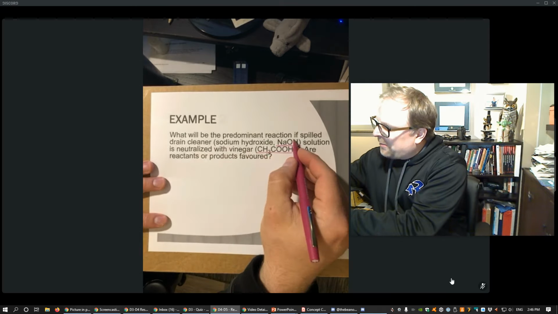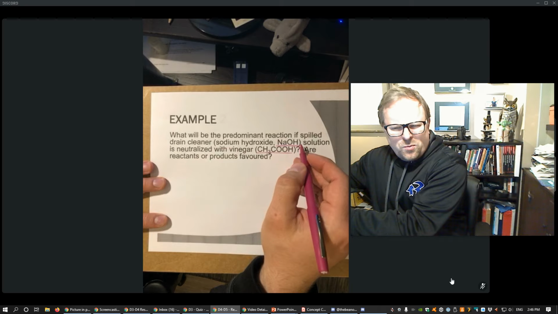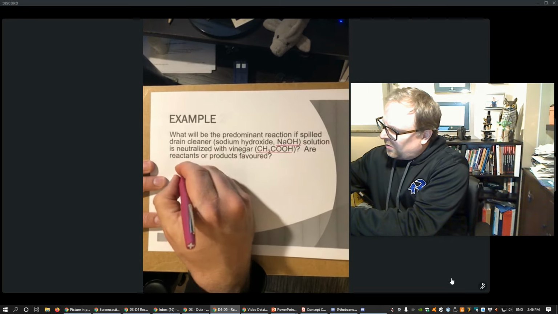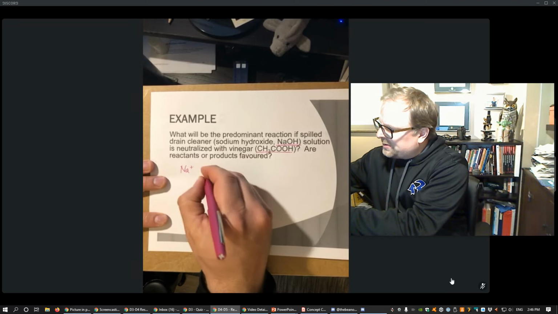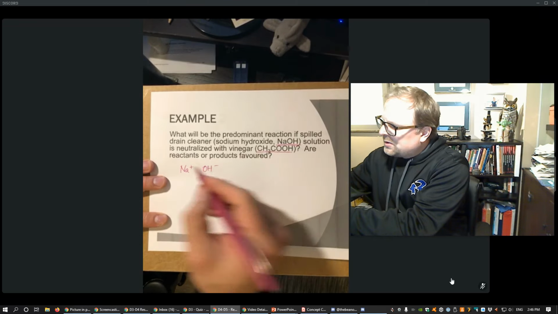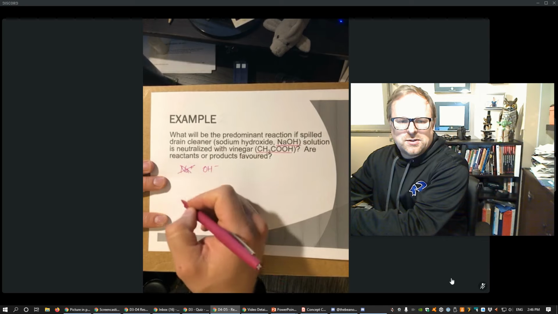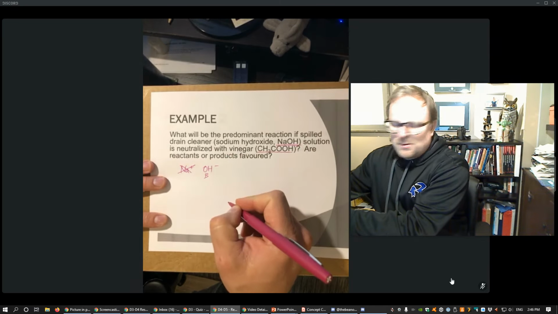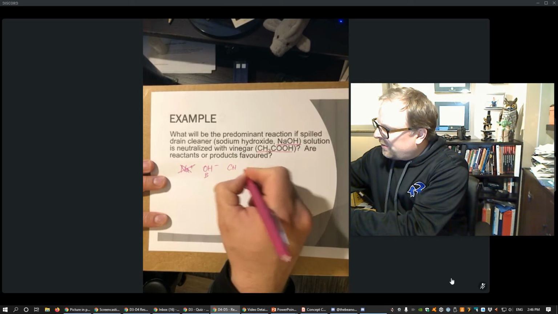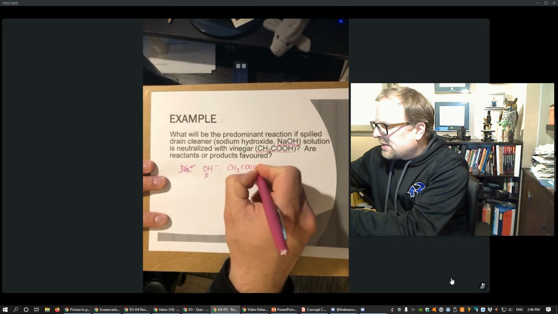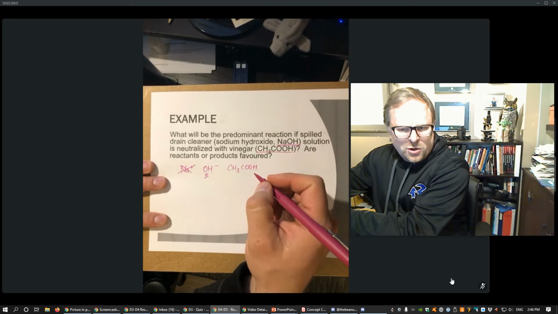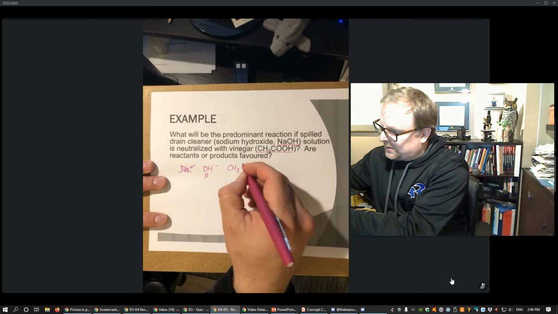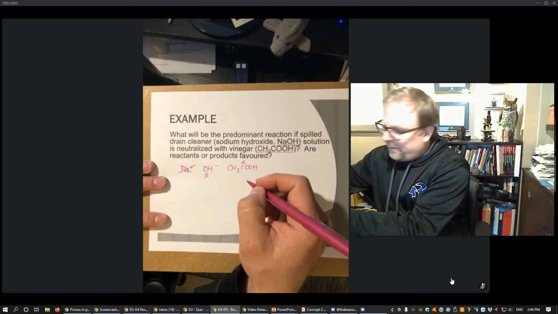First thing we need to remember, sodium hydroxide, remember when you have an ionic compound, it dissociates in solution. So we would have sodium ions and hydroxide ions. Sodium is neither acidic nor basic, so we're going to ignore it. But we know that hydroxide is a base. The next thing we have is our acetic acid. In the name, vinegar, acetic acid, it says acid, so it's probably an acid. So I'm going to list it as an acid.